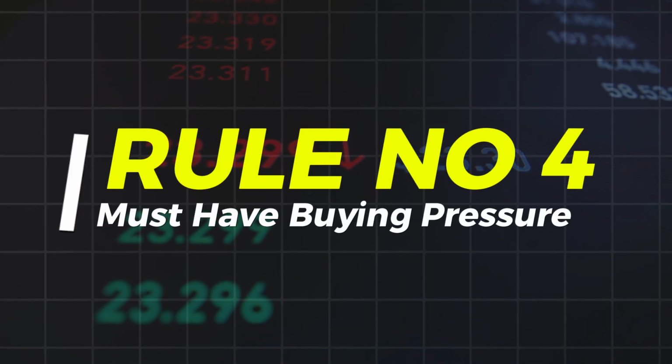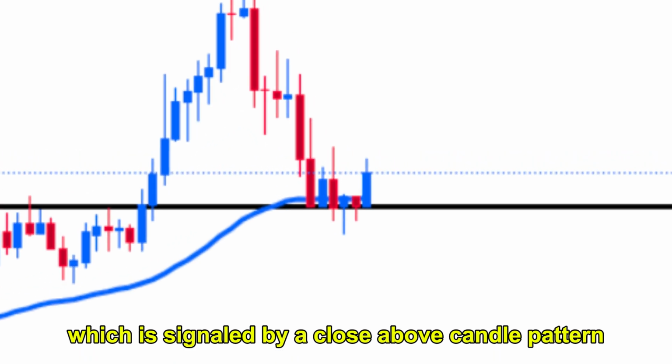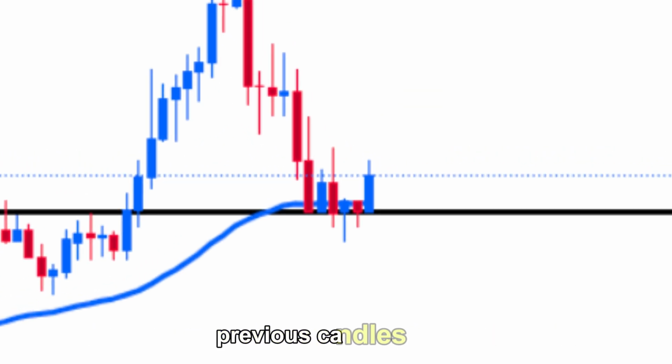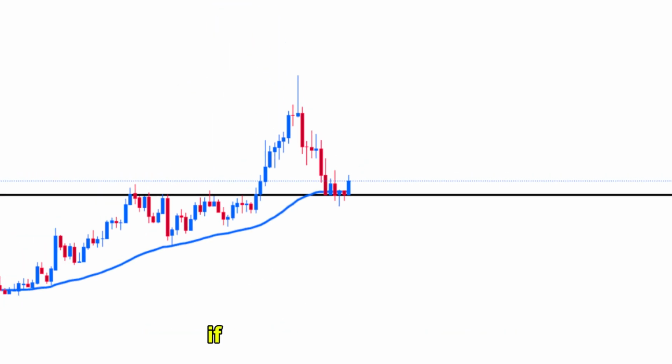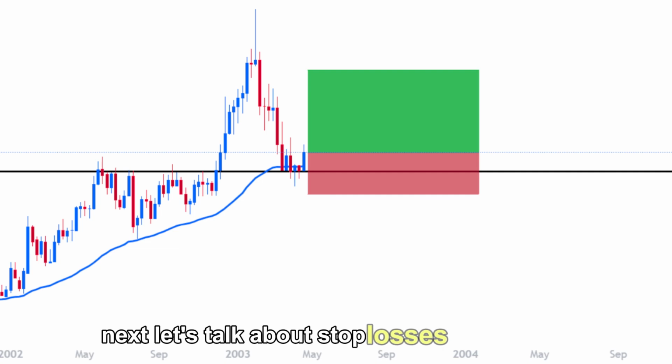Rule number 4. We need to see buying pressure in this zone, which is signaled by a close above candle pattern. This happens when a candle closes above the previous candle's high, showing potential buying pressure. If all these rules are met, it's time to place the trade. Next, let's talk about stop losses and targets.